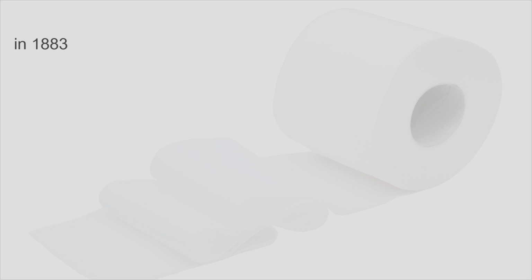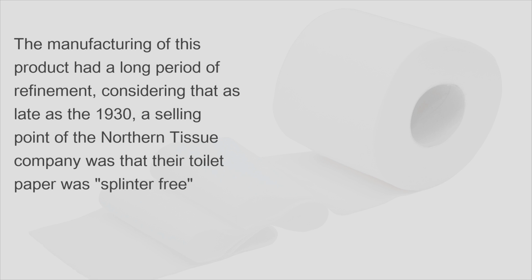In 1883, the manufacturing of this product had a long period of refinement, considering that as late as the 1930s, a selling point of the Northern Tissue Company was that their toilet paper was splinter-free.